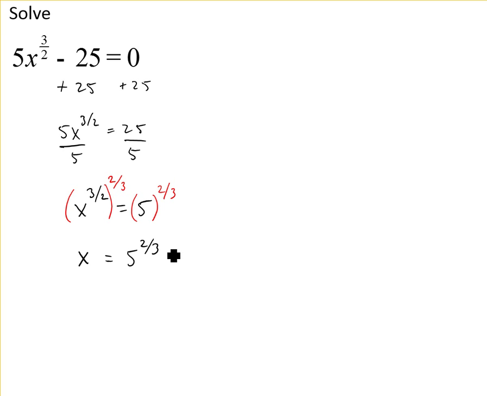Another way to think of that is in terms of a radical, and this is that 2 is indicating the power, so it's 5 squared. And the 3, the denominator of the fraction, is indicating the index on the radical. So this is a cube root of 5 squared, or a cube root of 25. Really, any of these forms are acceptable. I'll go ahead and leave it in this form of the cube root of 25 for my solution.